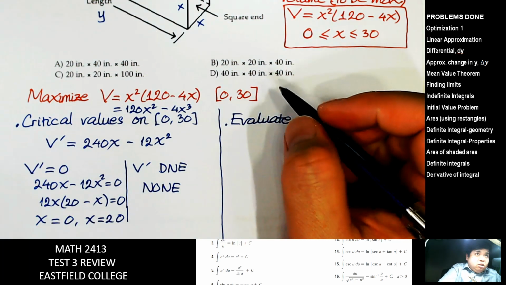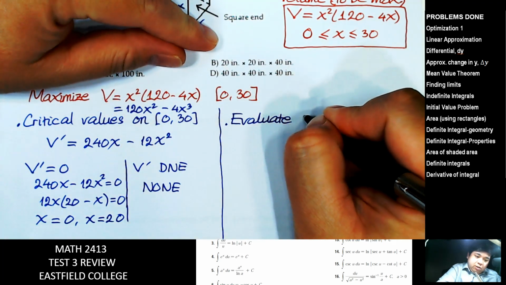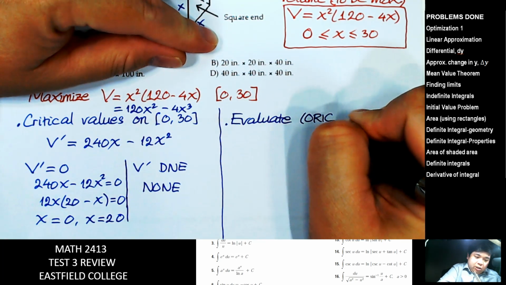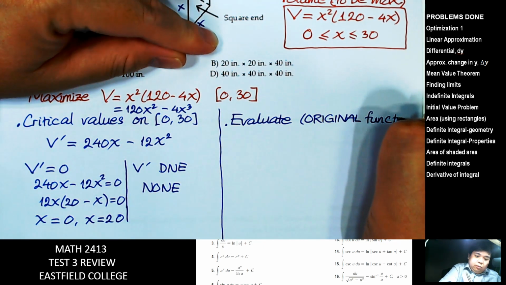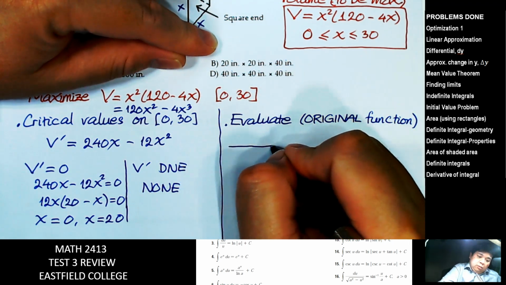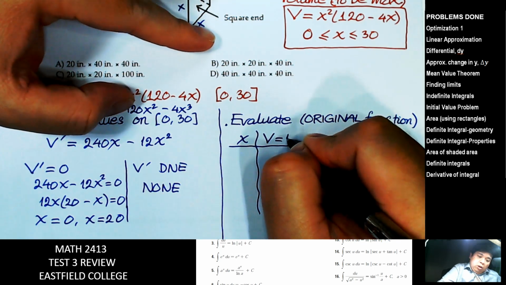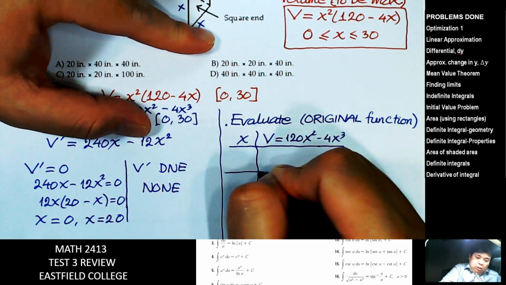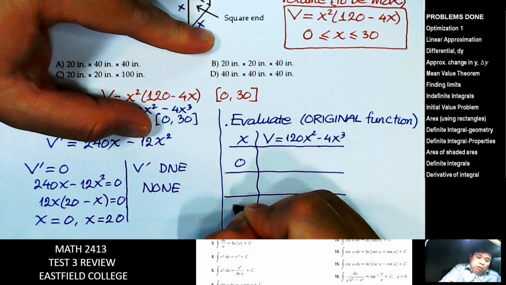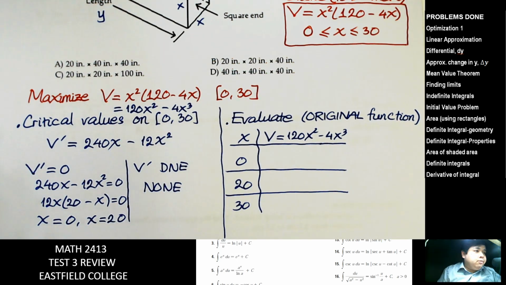We evaluate for the maximum and minimum using the original function, which is 120x squared minus 4x cubed. Those are the values. Let me get the calculator.